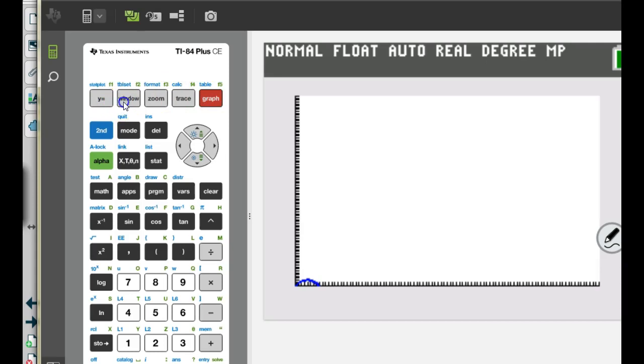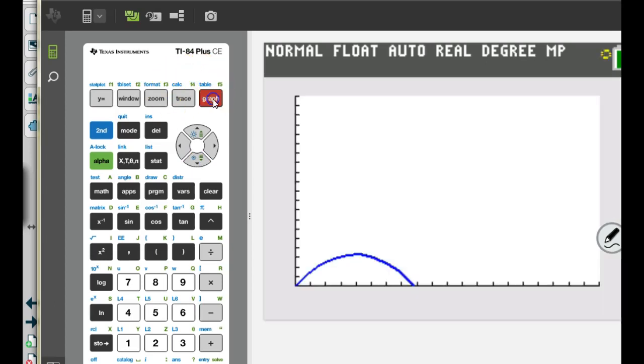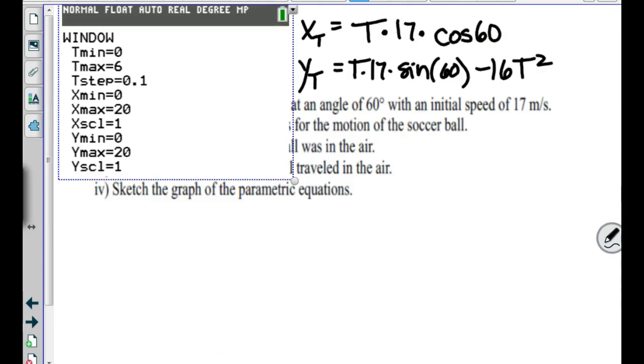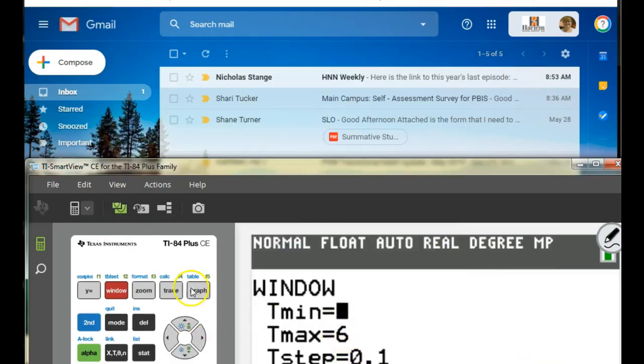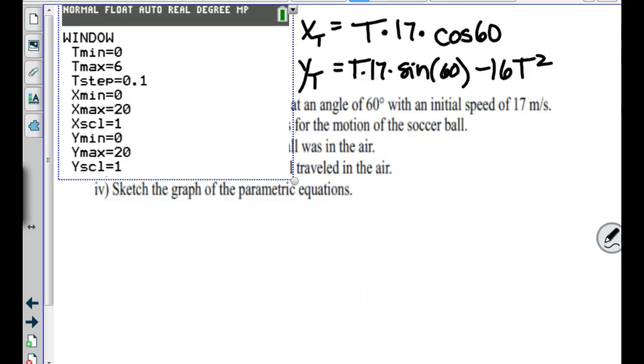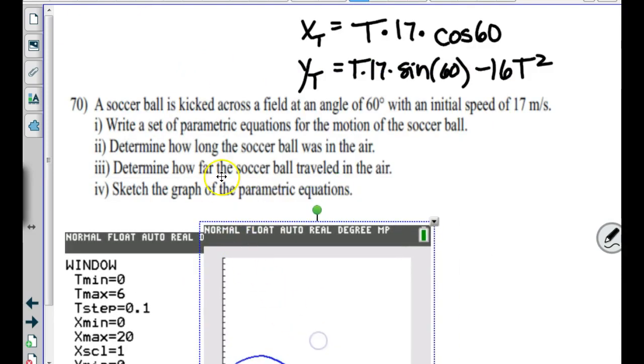Oh, apparently this was Pee Wee soccer because it didn't go very far or very high. All right, that window's even still too big, but that's okay. So my window was there. My graph. Whoa, what did I do? Here. So really too big, but I don't care.